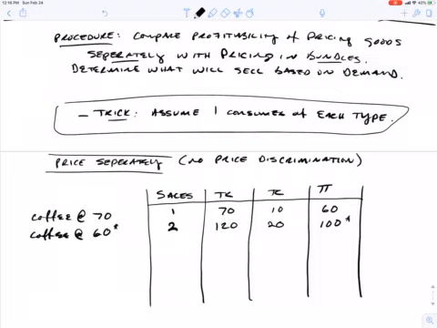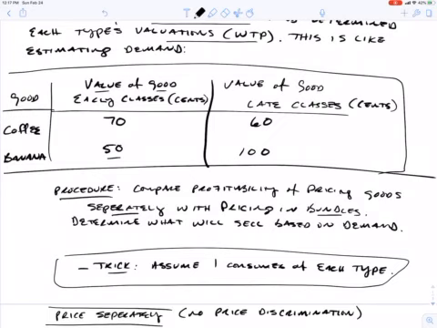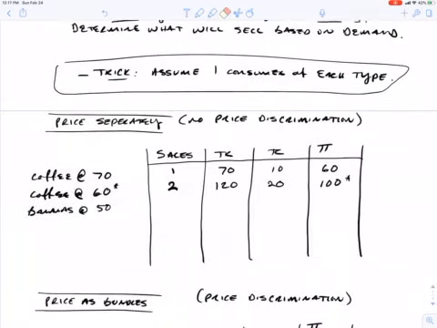Now we're going to do the same thing for bananas. First, I'm going to price bananas at a price of 50. Now 50, of course, is the lower price, and we know that this was the valuation of the early class people. So our consumers that go to early classes had a willingness to pay 50, and we know that the late class people are willing to buy it at $1. And so we know that if we price at 50, we'll end up selling 2 bananas.